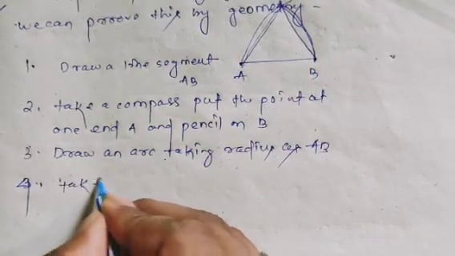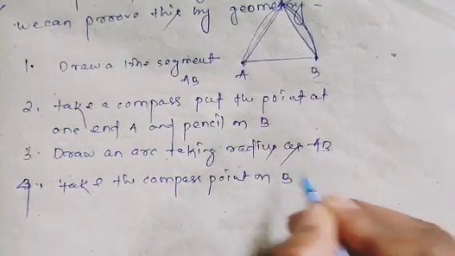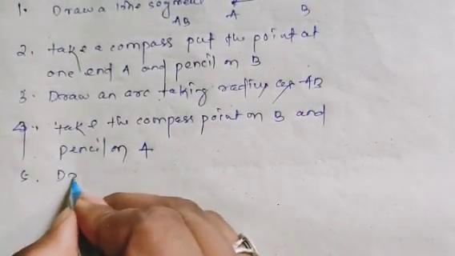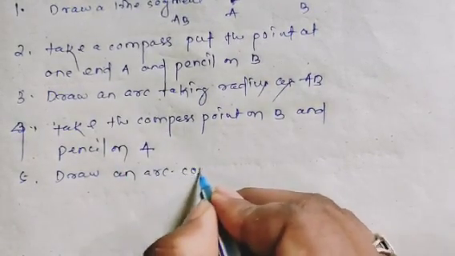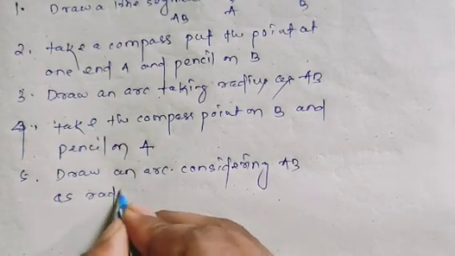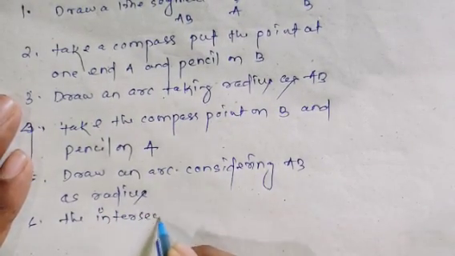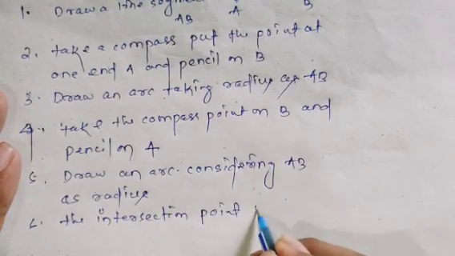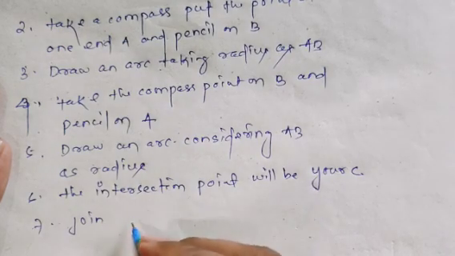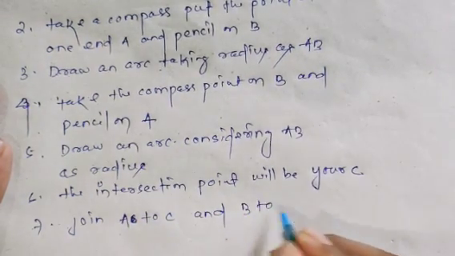Similarly, in the 4th point, take the compass, point on B and pencil on A. Draw an arc considering AB as radius. 6, the intersection point will be your C. 7, join A to C and B to C.